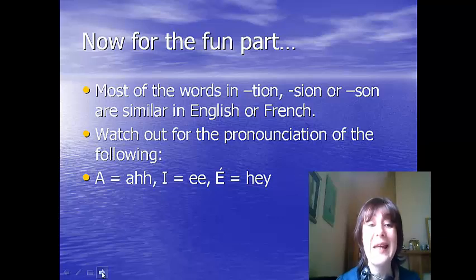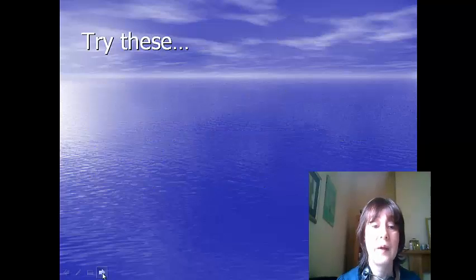The letter A in French isn't pronounced A, it's pronounced ah, as if you're happy. Ha. The letter I in French is pronounced ee. And the letter E with an accent in French is pronounced ay. So ah, ee, ay. So bearing that in mind, let's have a look at some of these words in sion or zion. Here we go, try these.